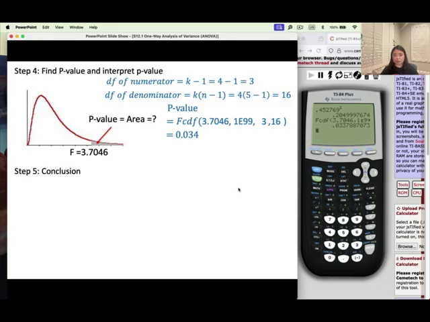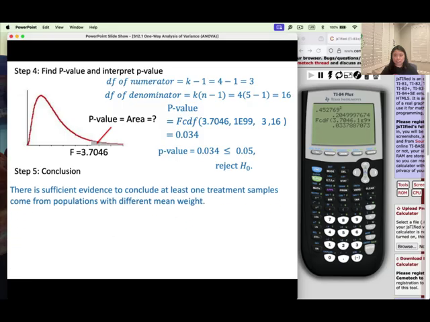And then we're going to compare with your significance level, and the p-value is less than or equal to it. So we reject the null hypothesis. And then now we're going to draw the conclusion. There is sufficient evidence to conclude that at least one treatment sample is from a population with a different mean weight.